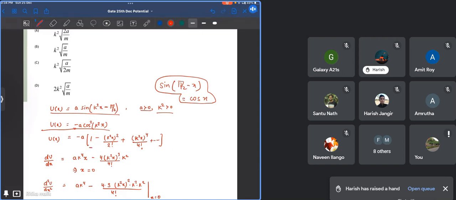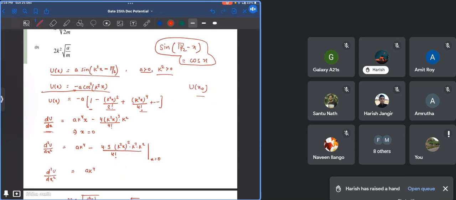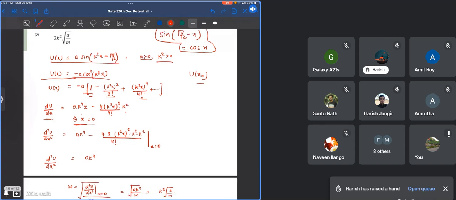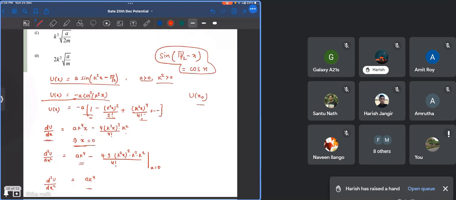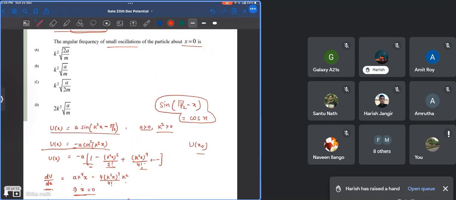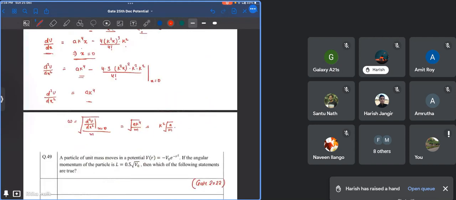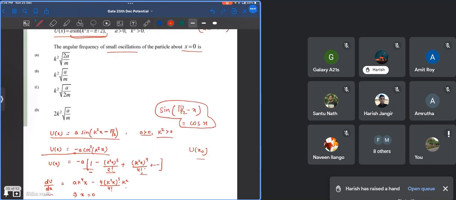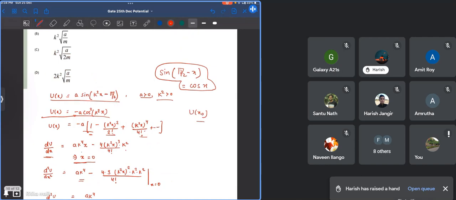So try to limit to three terms. One corresponds to U at x naught, another to the first derivative, and this one corresponds to the second. When you do del U by del x, this term will become zero, only this term is left, and from there you are left with x equals 0. And when you do del squared U by del x squared at x equals 0, this is the only term that survives. And we have to find the angular frequency. So omega at x equals 0 is given by this term divided by m. So it will become k square root of a by m.